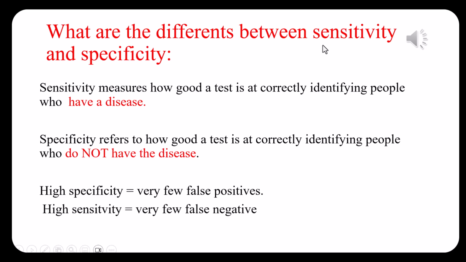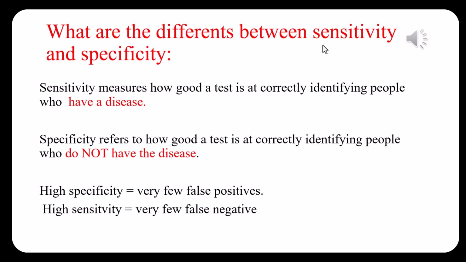Here we are talking about what is different between sensitivity and specificity. Sensitivity means it gives you the true positive. Positive means you have the disease; it correctly identifies the people who have the disease. Specificity gives you the true negative result. Negative result means you don't have the infection or you don't have the disease.